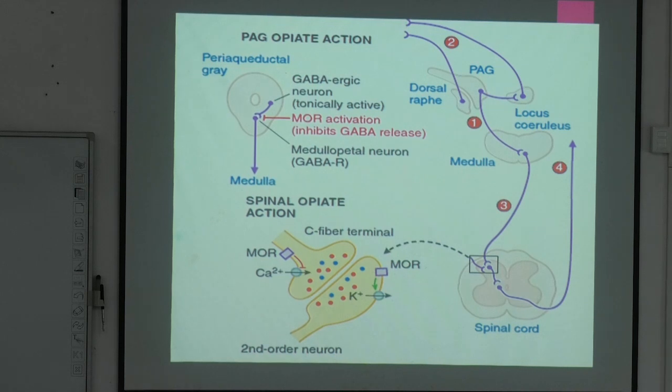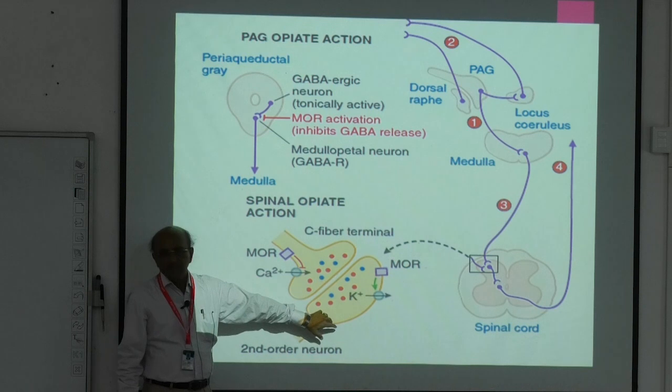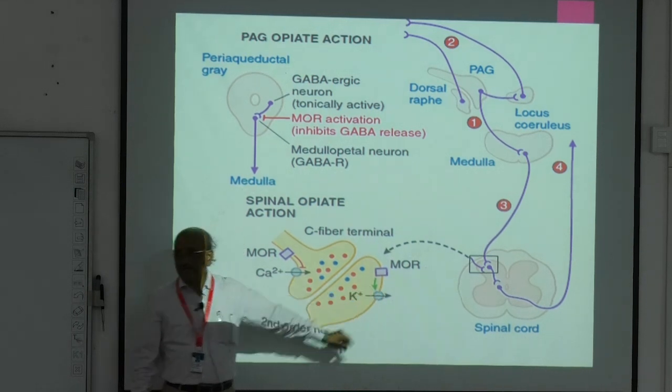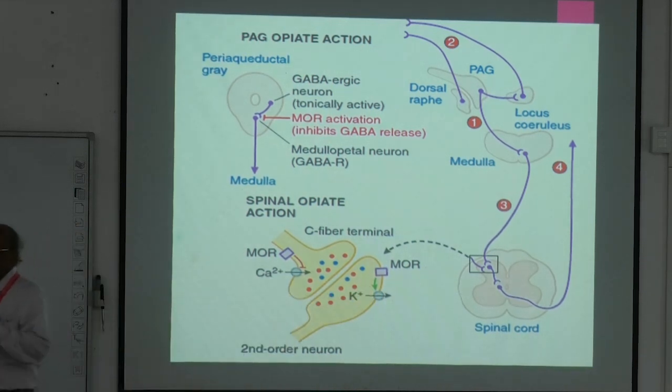And another mechanism is at the postsynaptic site. There is activation of the potassium channel. Potassium will go out, so there will be hyperpolarization of that postsynaptic site. As a result, there will be inhibition of the ascending pathway. So these are a recapitulation of your knowledge regarding the pain pathway.